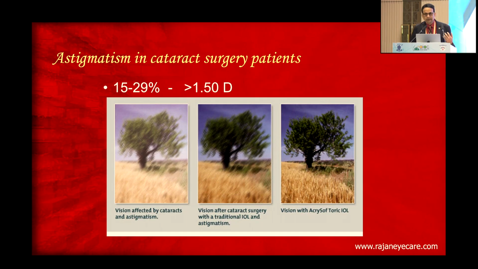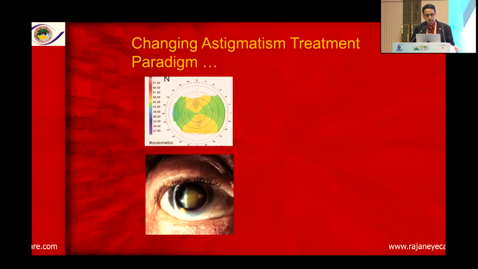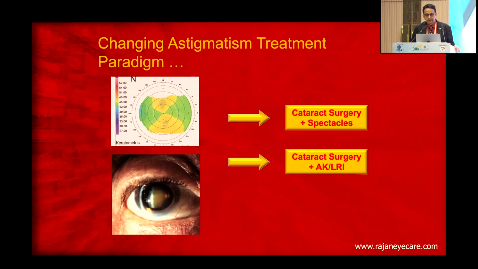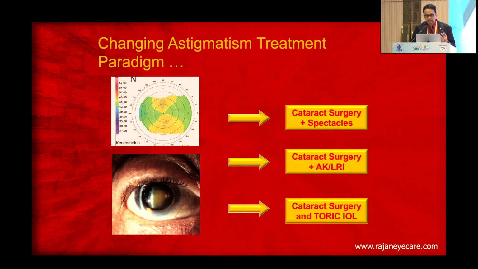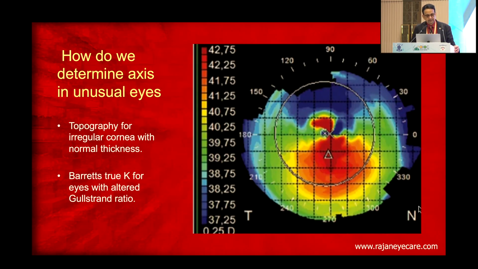My toric IOL practice has gone up from about 25% to about 60% now, because my cutoff is about 0.75 now. So changing astigmatism treatment paradigm: spectacles, then AK, LRI, which is not working in the long term, then toric IOL is probably the long-term sustainable result you can get.